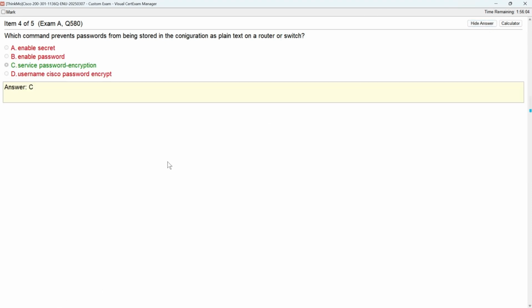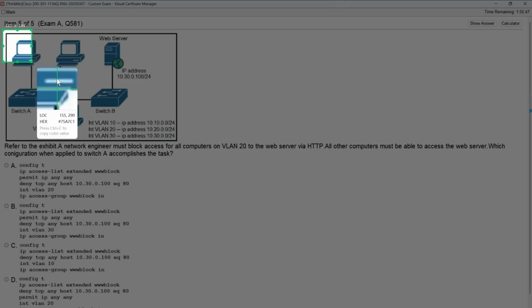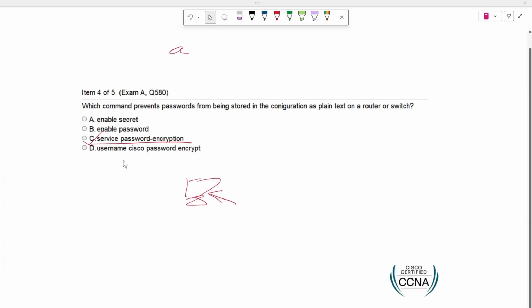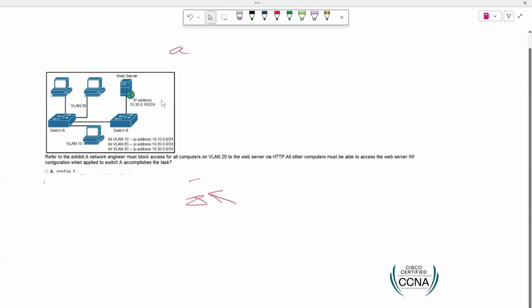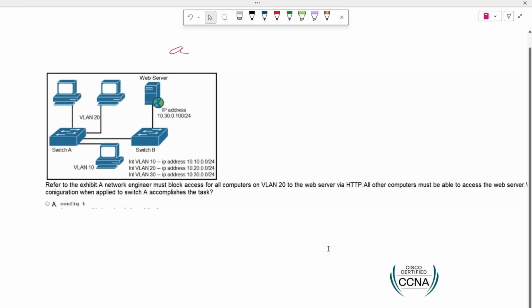Let's look at the correct answer. Choose C. All right, this is question 5. It asks us, the network company wants to block VLAN 20, which refers to the host above, to block all hosts in VLAN 20. These two hosts here. Let's first take a screenshot of this diagram.